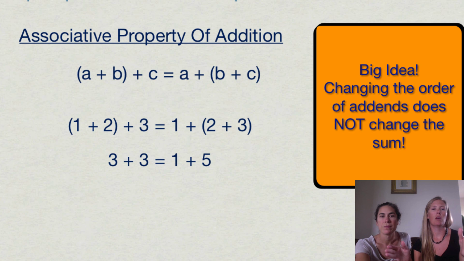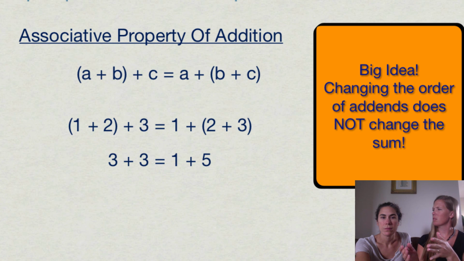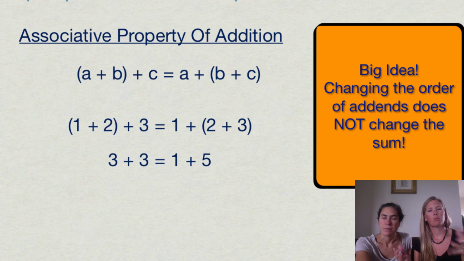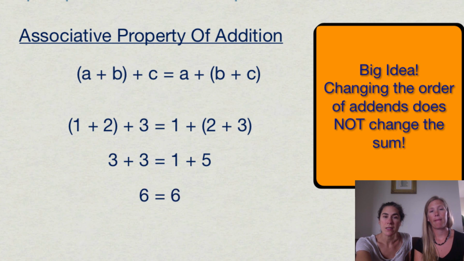So did we talk about what the parentheses means? We might have talked about it before, but it just means do it first. Yep, exactly. So now we can see that 3 plus 3 equals 6, 1 plus 5 equals 6. So they equal each other. Once again, changing the order of how you add things or group them up doesn't change anything.